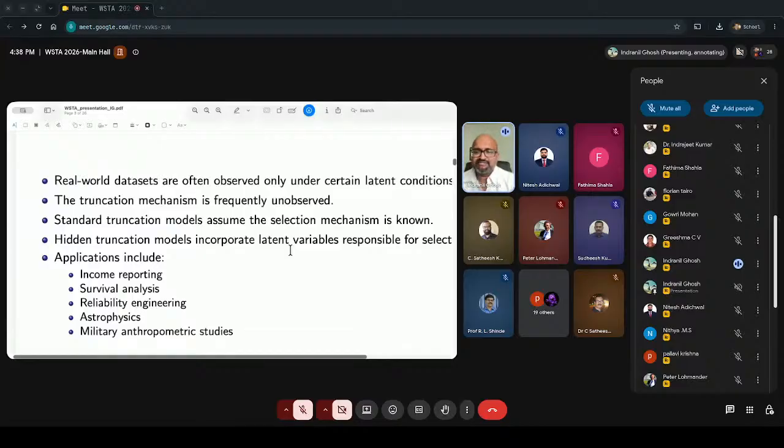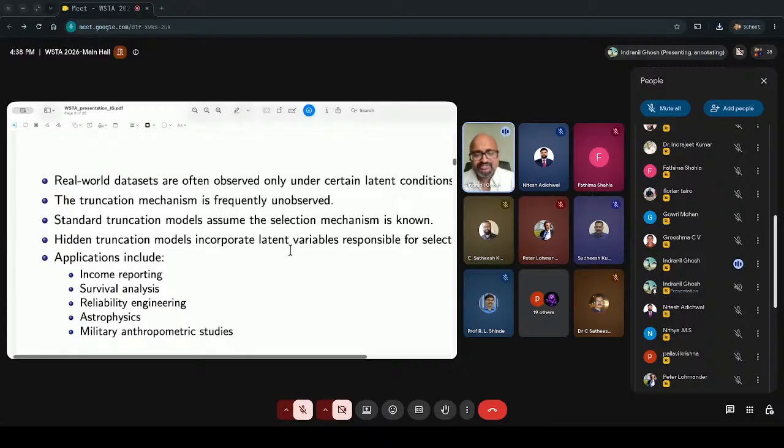only if the tumor size is below some value, because if it is bigger than some number, then well, maybe the patient has only a few days left. You can think of the life length of an electric bulb, in many different aspects of life. So it could be income reporting, it could be in survival analysis, it could be in reliability engineering, it could be, well, in astrophysics. And in fact, there are some earlier references.